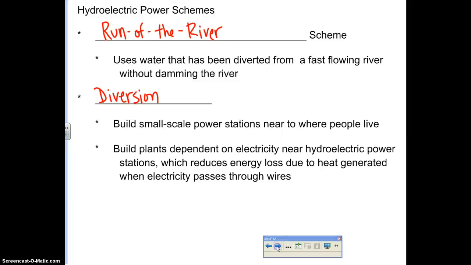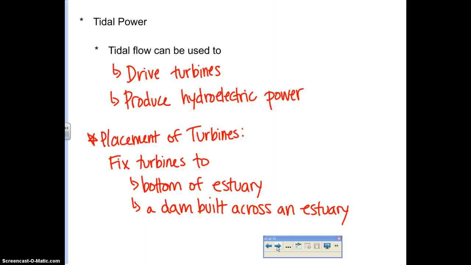Next thing we can look at is tidal power, in which tidal flow can be used to drive turbines and produce hydroelectric power. Where would you place a turbine? Well, you're either going to fix it to the bottom of an estuary or build a dam across an estuary, and that's where you're going to place your turbine, which has a generator in it that turns to generate the electricity.